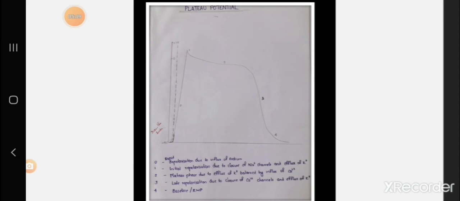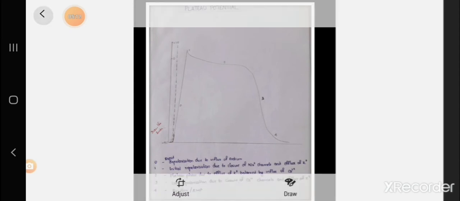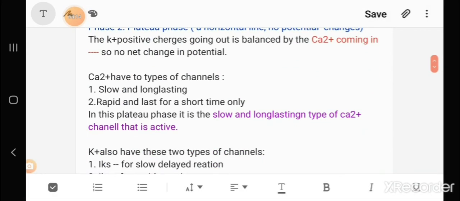Now this calcium also has two types of channels. Similar to potassium, it has a slow or delayed channel, and a rapid or fast, short-lasting channel. So this phase you can see is a delayed phase, it's a plateau phase. It is prevailing there for some time.